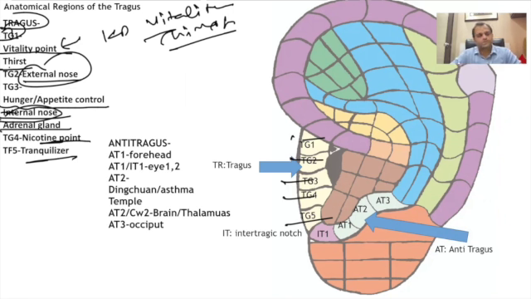Tragus 4 is the nicotine point and tragus 5 is the tranquilizer point. So in this way, this is the picture of tragus here. It's a very important part. Tragus is a very important part. During the emergency, we stimulate tragus.